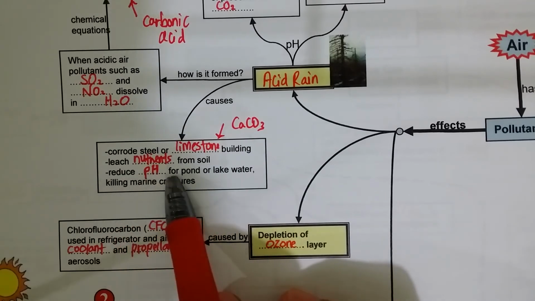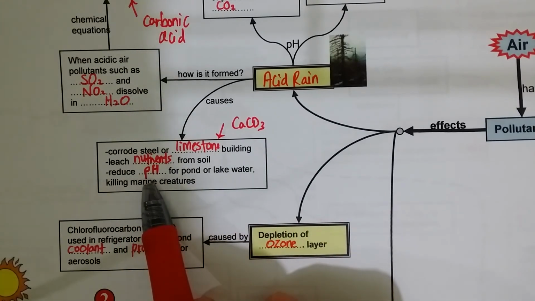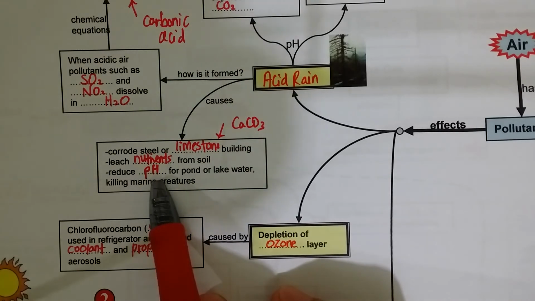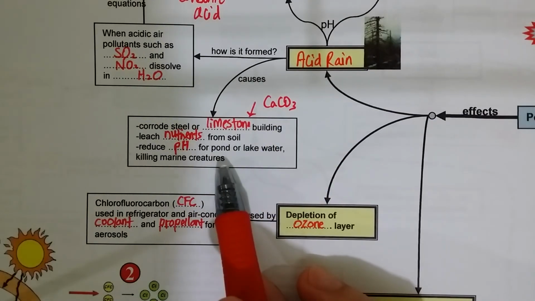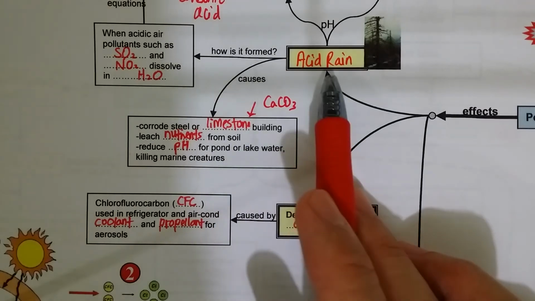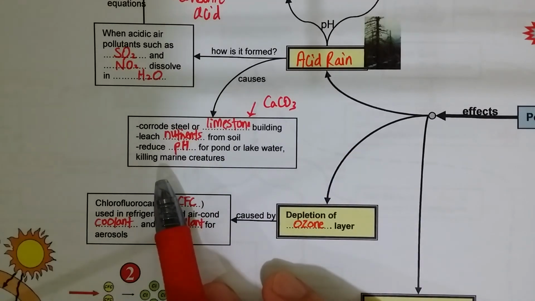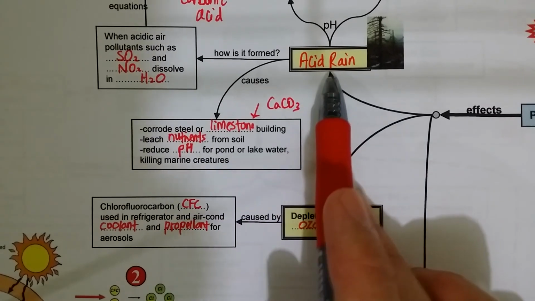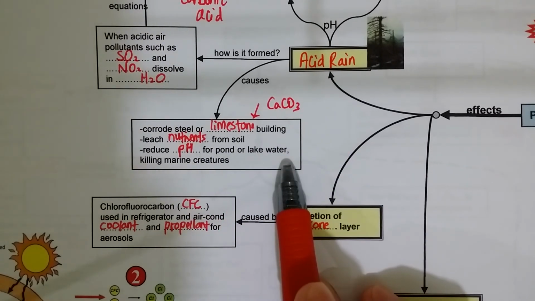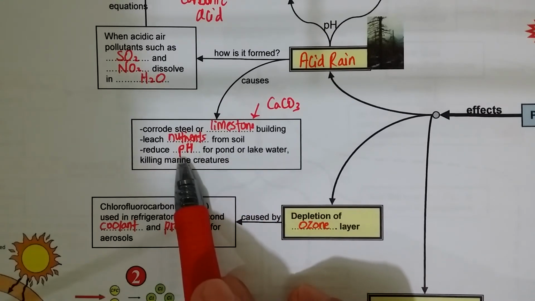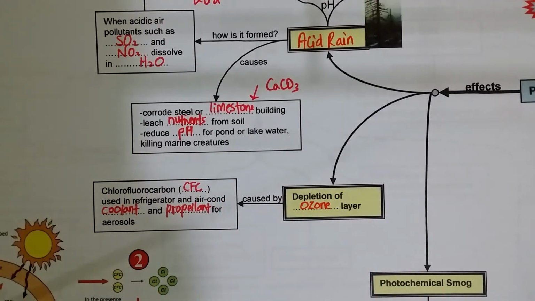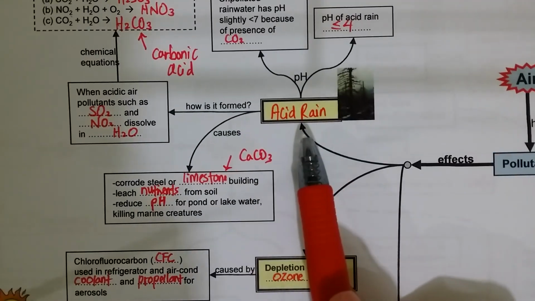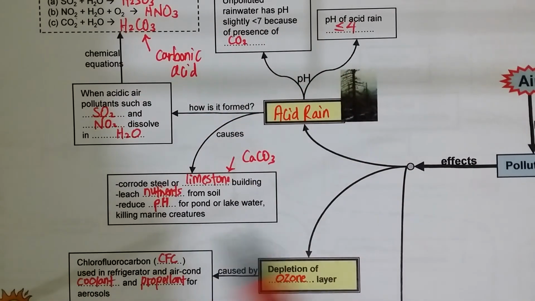And then it reduces the pH of pond or lake water. Now you cannot say acid rain makes the seawater acidic, because the sea is a large body of water, a large volume of water. So acid rain will never make the ocean acidic. Acid rain will make pond or lake water acidic, and because of that, it will kill marine creatures like the fish. All right, so this is the last part of atmosphere and environment, acid rain.